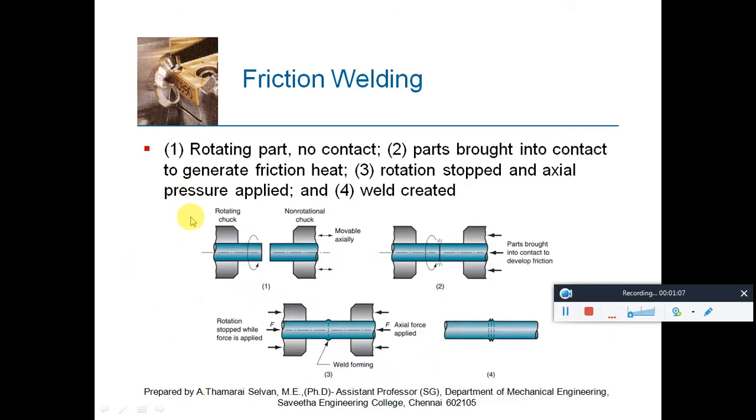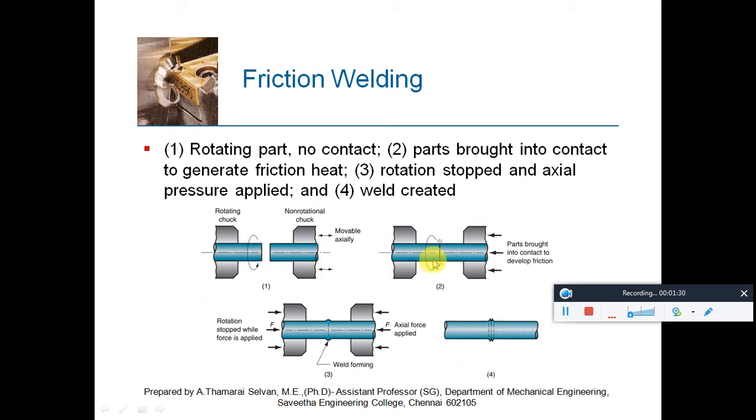These figures will denote how friction welding is carried out. See, in the first figure, we have two workpieces rotated separately, having no contact. So they are kept in the chuck. At least one should be rotating. So there is a non-rotational chuck and also a rotating chuck.